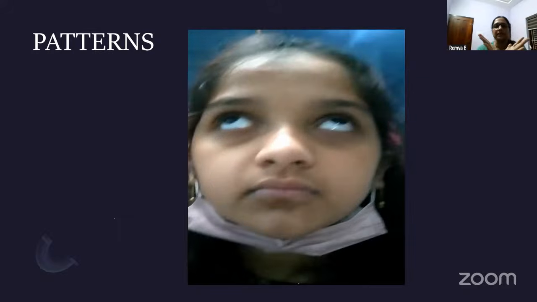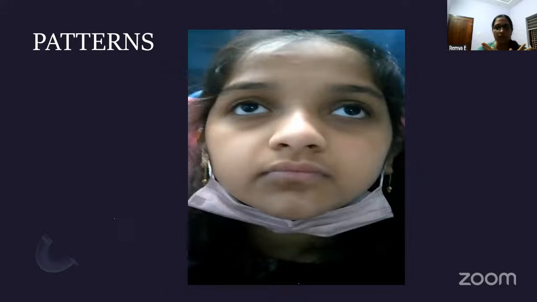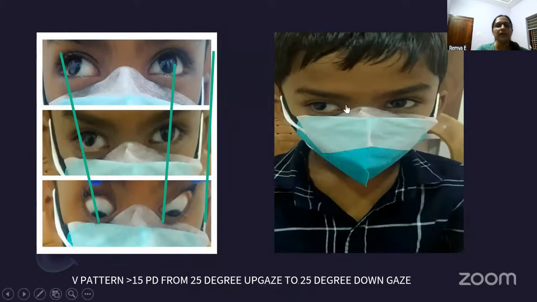So the eye is like this. So she has a V pattern exotropia. It is less in the down gaze and more in the up gaze. So similarly, in this case also, this child had an exotropia, but it is more in the up gaze.